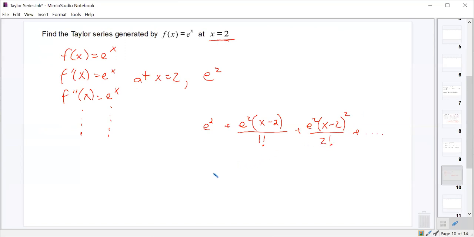And the series would just look like the sum from n equals 0 to infinity of e squared times x minus 2 to the n over n factorial. Good or no?